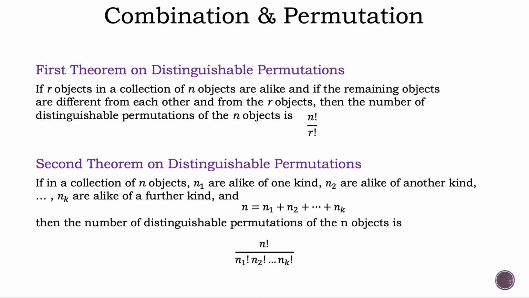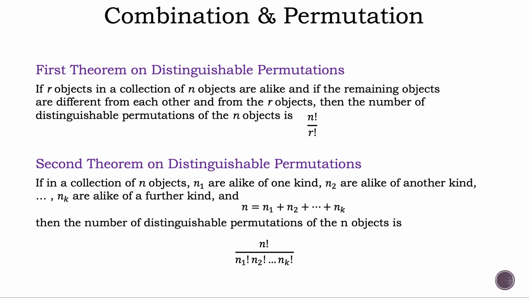And the second theorem on distinguishable permutations is if in a collection of N objects, N sub 1 are alike of one kind, N sub 2 are alike of another kind, N sub k are alike of a further kind, and N is equal to N sub 1 plus N sub 2 plus ... plus N sub k, then the number of distinguishable permutations of the N objects is N factorial all over N sub 1 factorial times N sub 2 factorial times ... N sub k factorial.